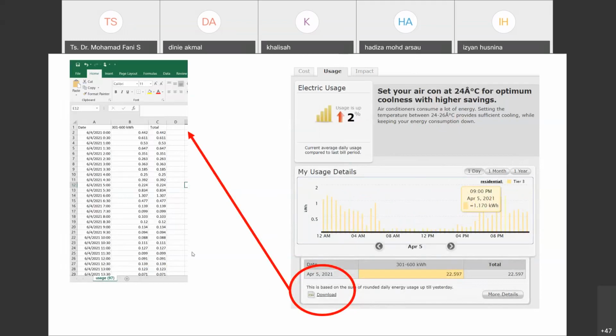Okay, from here download, transfer to Excel, and take the total for every single day. So at least you download for 7 days. And the data that I gave you for the last class came from the smart meter.